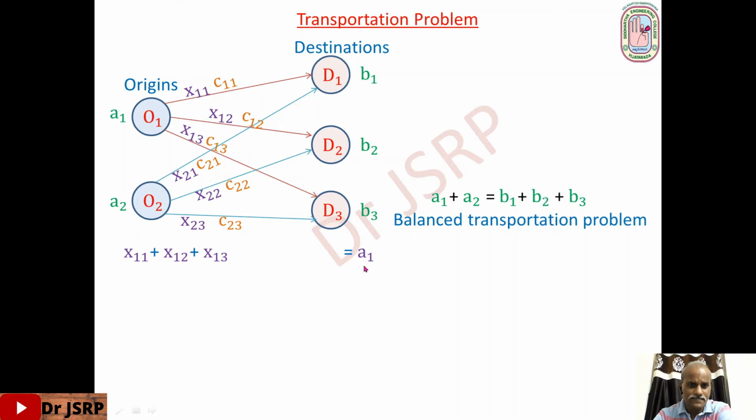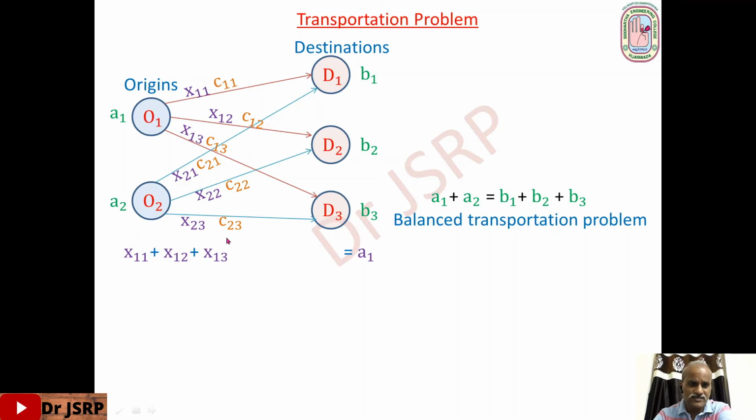Similarly for the second origin. At the second origin, the available amount is A2 units. Based on the decision variables, the number of units to be transported is x21 from second origin to first destination, x22 from second origin to second destination, and x23 from second origin to third destination.